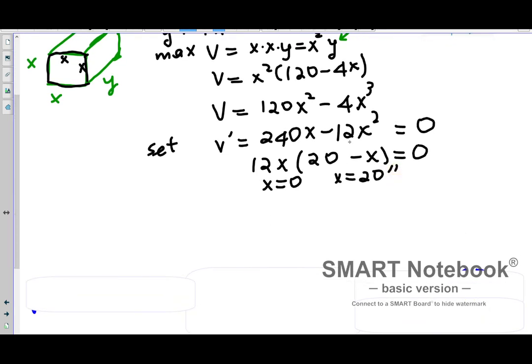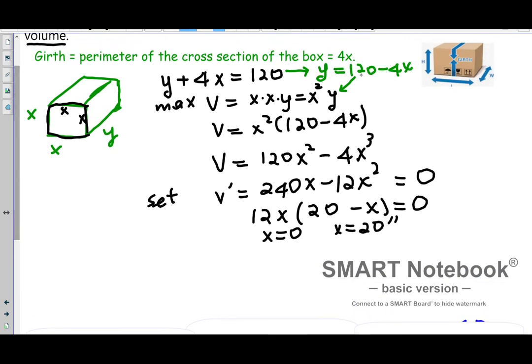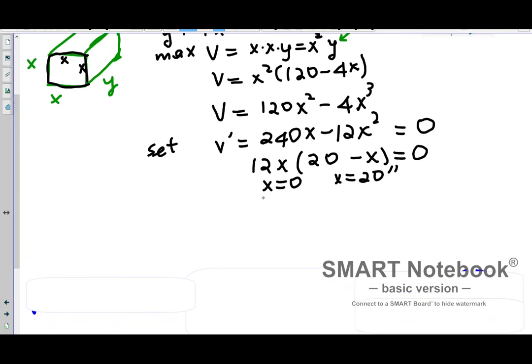And once we have x, let's go back to one of our equations from the top, such as this one: y equals 120 minus 4x. So we can also get y.